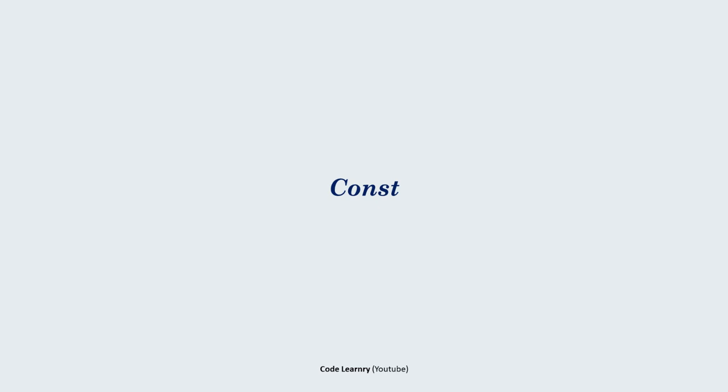Now, the second type of variable we can use in JavaScript is const, which stands for constant. Now, const cannot be reassigned and not accessible before they appear within the code. Again, const is used to store values that do not change. For example, the value of pi.